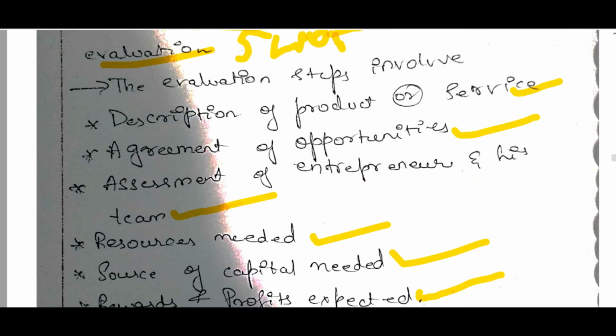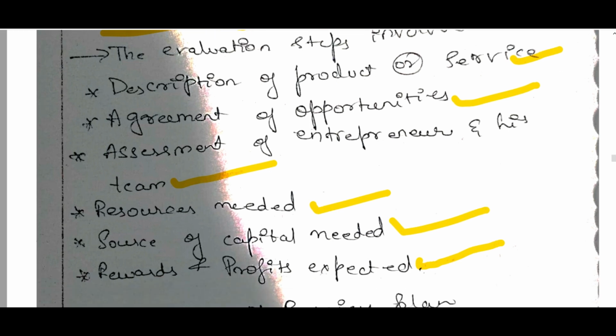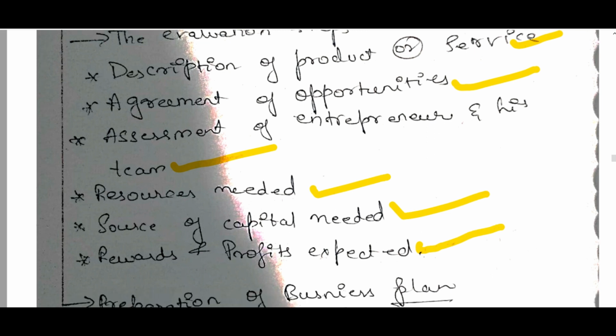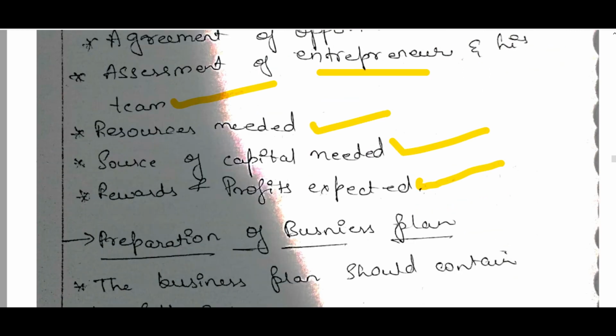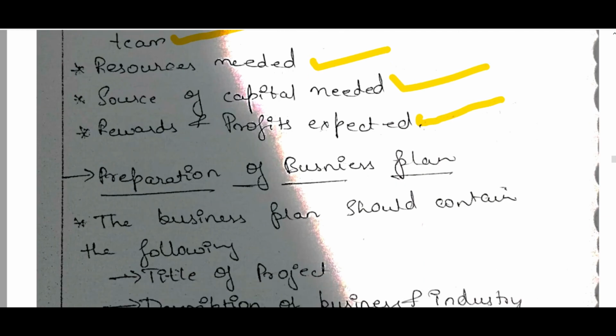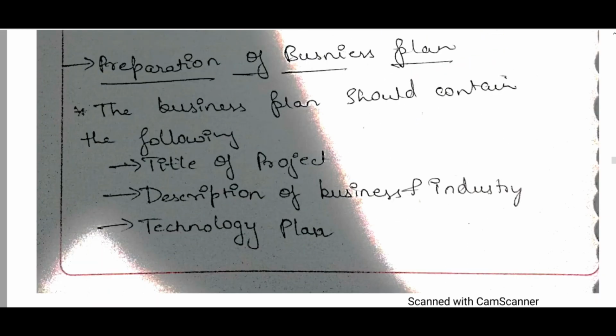The first step is the description of the product: what product we have to generate, we have to think about it. Then agreement of opportunities. We have to make agreements with established companies so that we can stay in the market for a longer time. Assessment of entrepreneur and his team. We have to check whether the entrepreneur and his team are capable of implementing the project. Resources needed. What are the resources needed? Sources of capital. Which are the sources of capital? Rewards and profits expected.